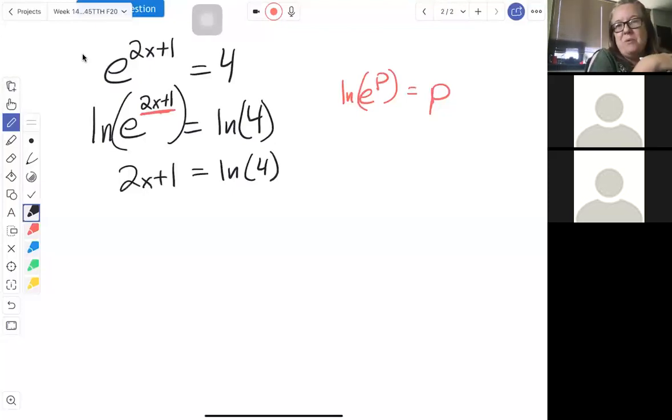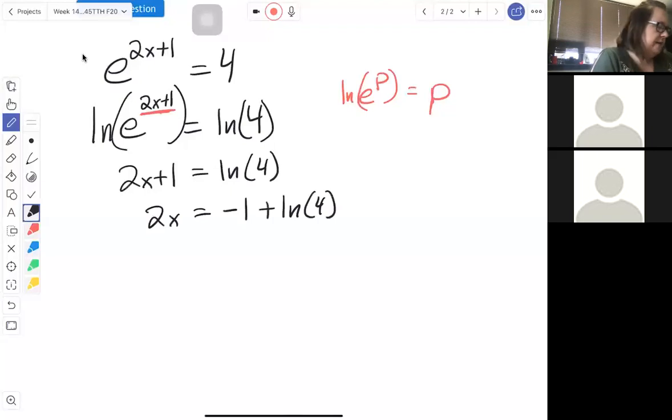And then at this point, we just solve for x. So we need to subtract 1 from both sides. Now you can put it behind or in front of the natural log of 4. Doesn't matter. I like to put it in front because if I put it behind it, it kind of looks like it's supposed to be part of the argument, even though it's not. And then we need to divide by 2.